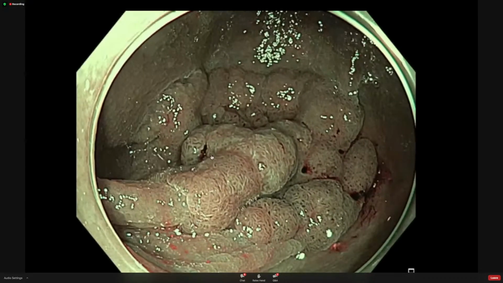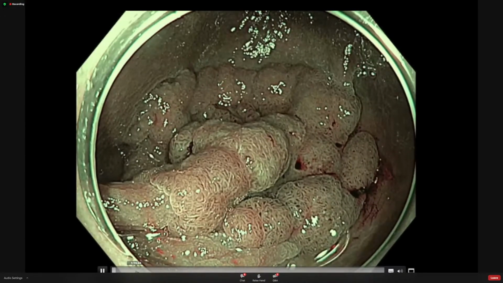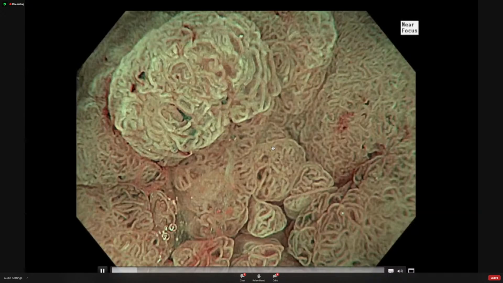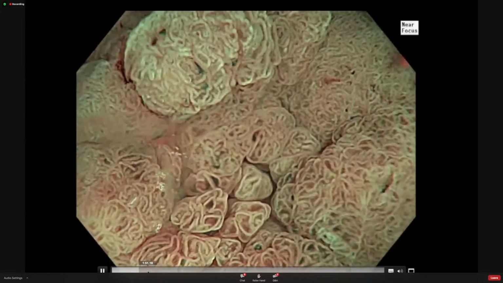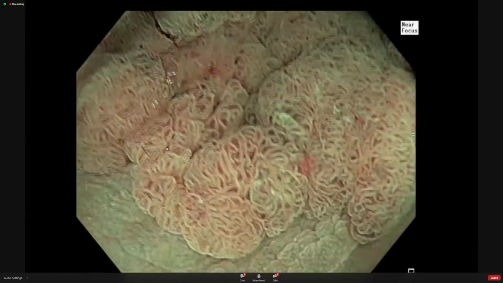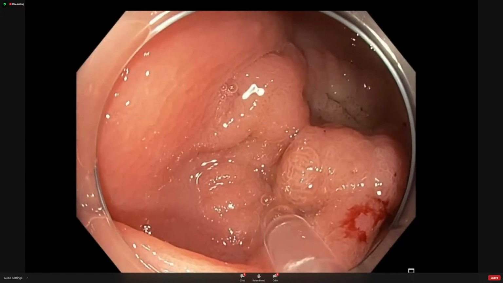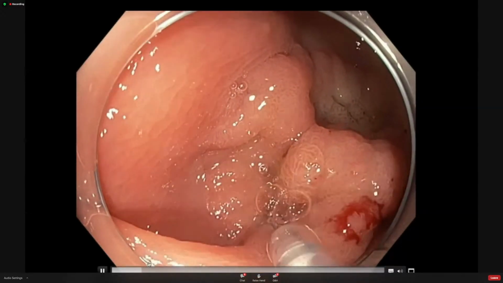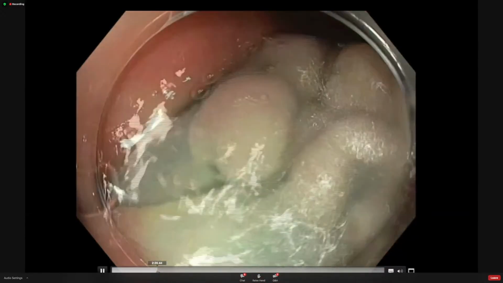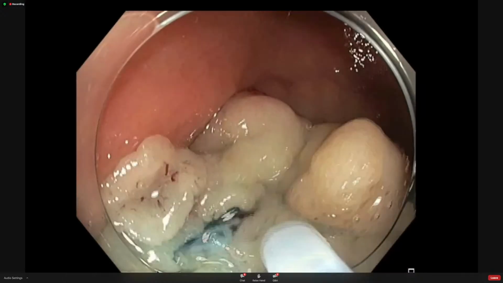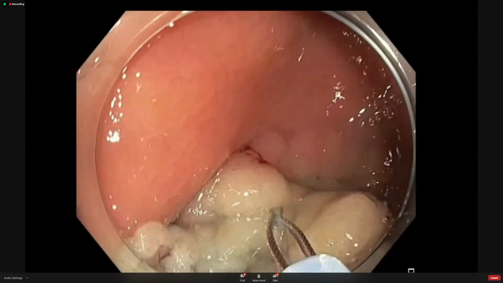I won't go through the details, but you can actually see the patterns over there, which is very nicely shown. This is just sort of imaging using the underwater technique. So the lesion is carefully first injected in one edge, and then once we lift, we put a snare down carefully, and then we start cutting sequentially.